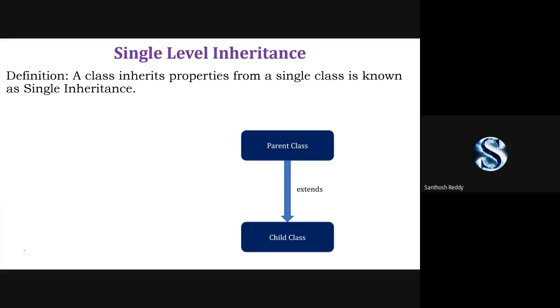Okay. Now, how to create a relationship? I'll give an example. Class animal. Class dog. I have a class called animal. I have a class called dog. Now I have to create a relationship between these two classes. How to create it? Using the extends keyword.